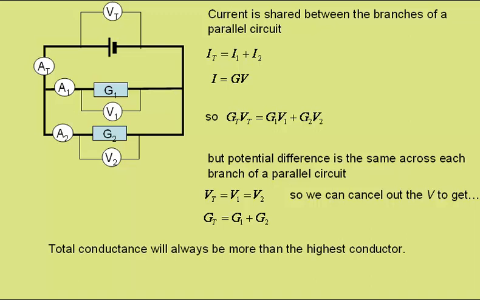Total conductance will always be greater than that of the highest conductor in the circuit. This gives you a quick check that your calculation is probably correct.